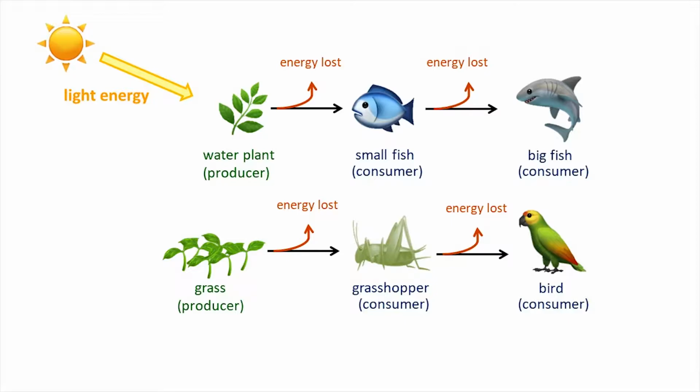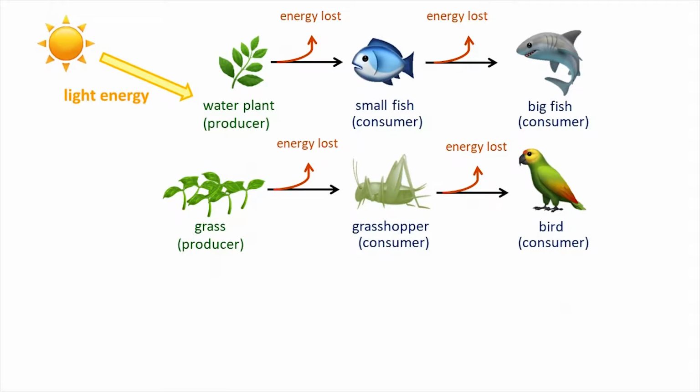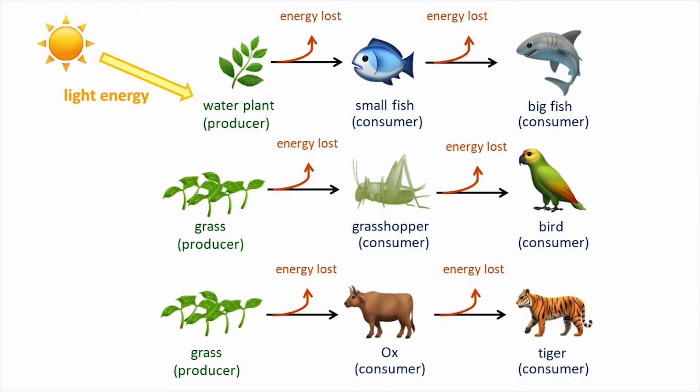Here is another example of the food chain. As shown, the flow of energy starts from the ultimate energy source, sunlight, and then to the producer, and then to consumers. In every stage of the flow of energy, some energy is lost, as heat, for example.